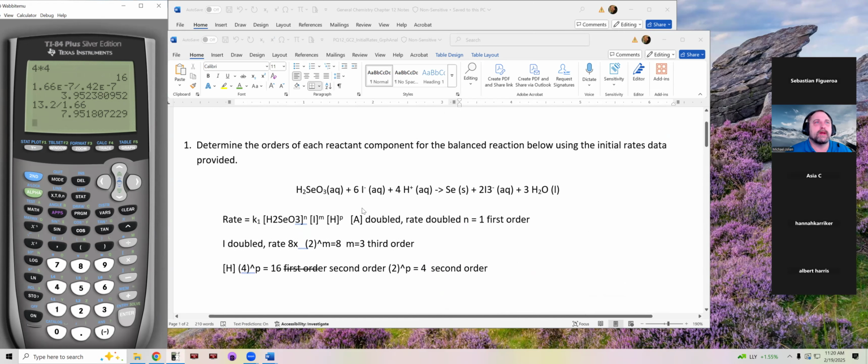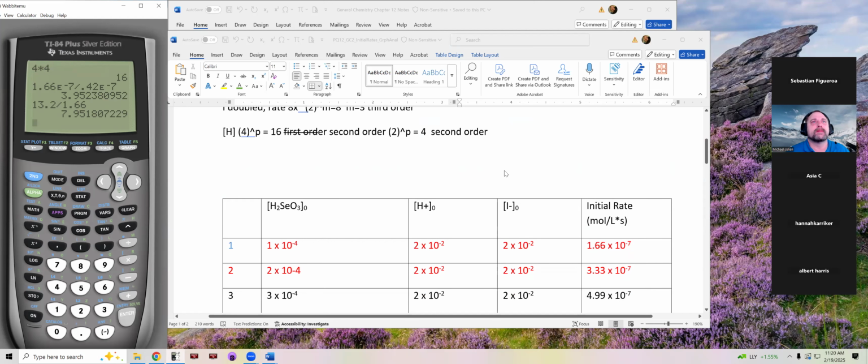Now be careful: when we originally wrote the rate, we originally put the I first. So just be careful when you're comparing these. Okay.